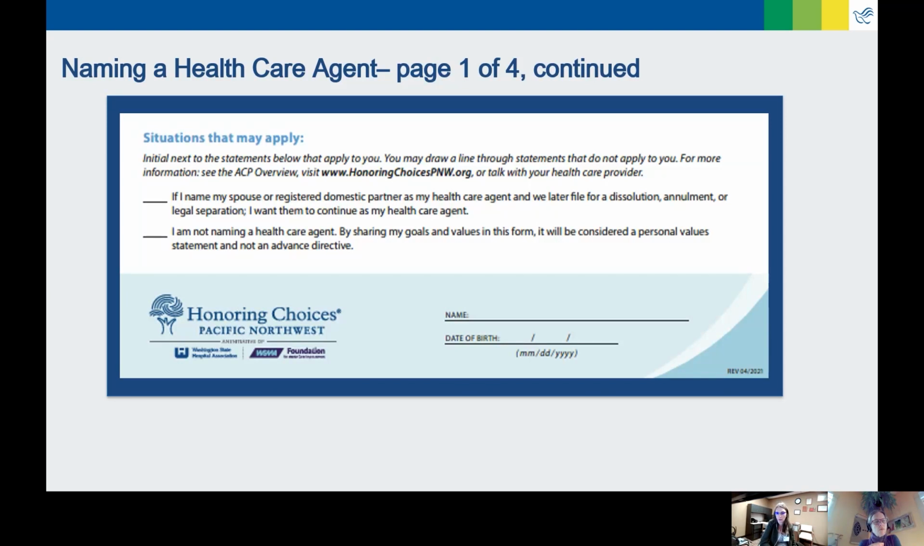So you didn't put down a healthcare agent or any alternates, but you're completing the rest of the document because you want it to be used to guide decisions. Then you would put your initials there.